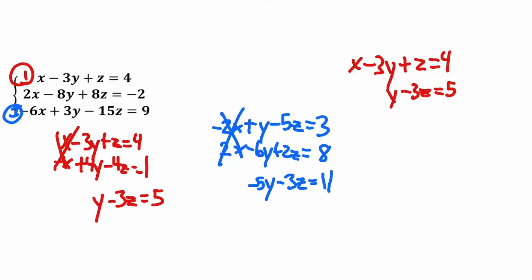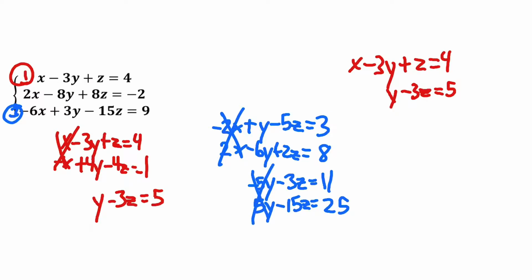So we have two equations here. Y minus 3z equals 5, and negative 5y minus 3z equals 11. Now, if we weren't using Gaussian, we would probably want to cancel out the z's. But because we're using Gaussian, we actually have to combine. So I'm going to combine these terms by multiplying the red equation by 5, at which point 5 times y becomes 5y. See, now the y's will cancel out. This becomes minus 15z, and then 5 times 5 is 25.